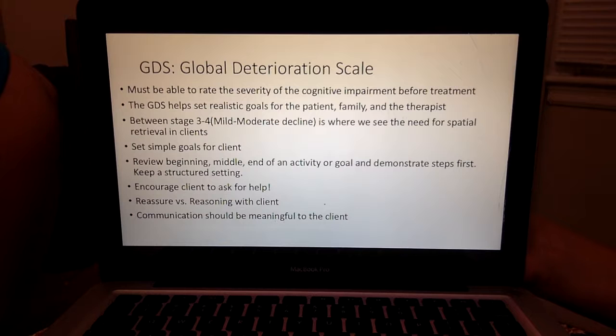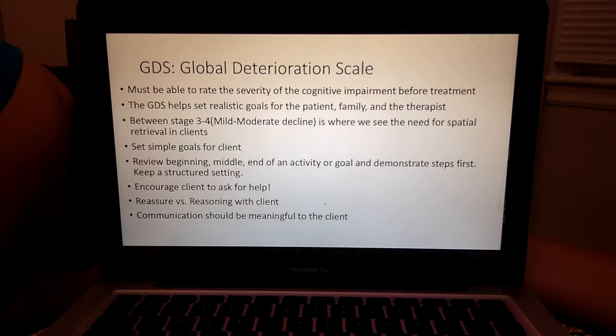And some tips to use for these mild to moderate clients: set simple goals for the client, review the beginning, middle, and end of an activity or goal, and demonstrate the steps first. Keep a structured setting, which means every session should have similar activity times, so the patient isn't confused, because these patients have severe cognitive impairments, so they need structure. And also encourage the client not to be scared to ask for help.